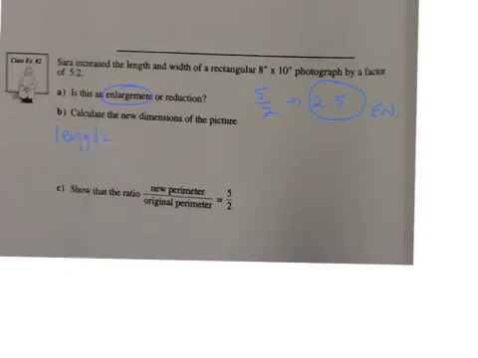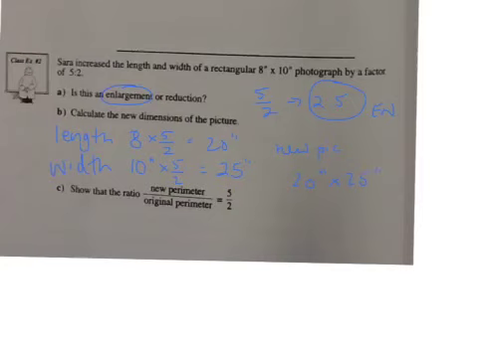So the length was 8. It's an 8x10 photograph. We're going to multiply it by 5/2, scale factor, and it equals 20 inches. And the width was 10 inches. We're going to multiply it by a scale factor of 5/2, and we're going to get 25 inches. So the new picture is 20 inches by 25 inches.